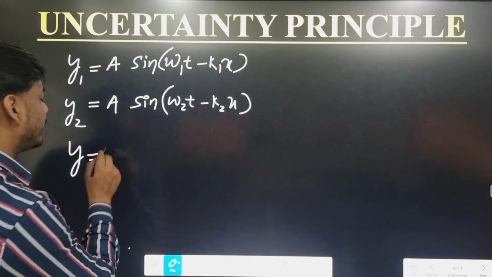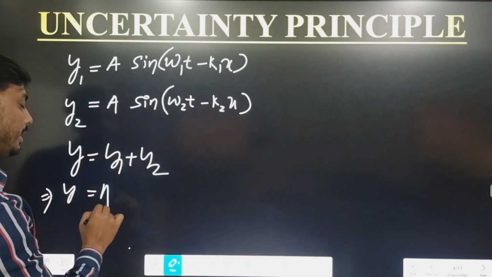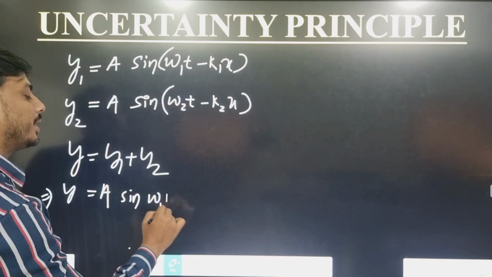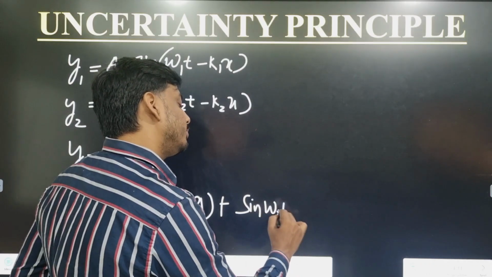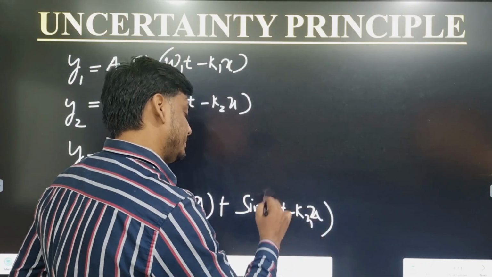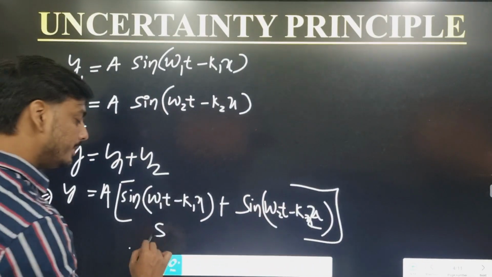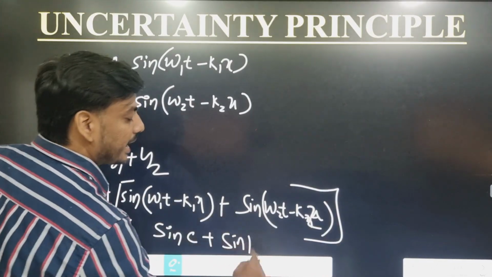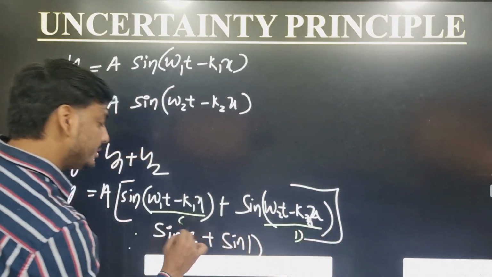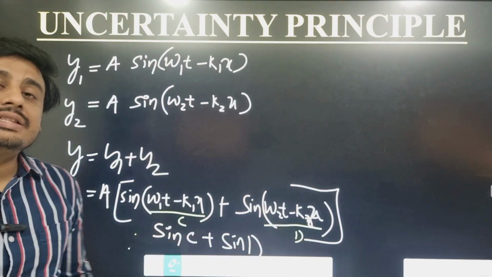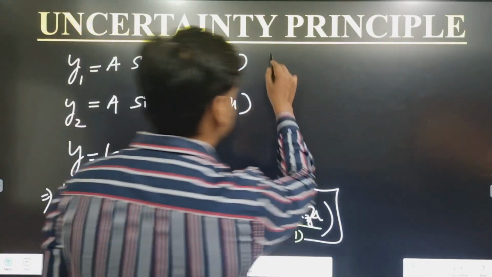Now the resultant will be y equals y1 plus y2. We just have to add here. In place of y1 we write A sin(omega1 t minus k1 x), and in place of y2 we write A sin(omega2 t minus k2 x). If we take A common, we can write it like this. So this is in the form of the sin C plus sin D formula, where each whole term behaves like C and D. The formula is sin C plus sin D equals 2 sin((C plus D) by 2) into cos((C minus D) by 2). So we have to use that.